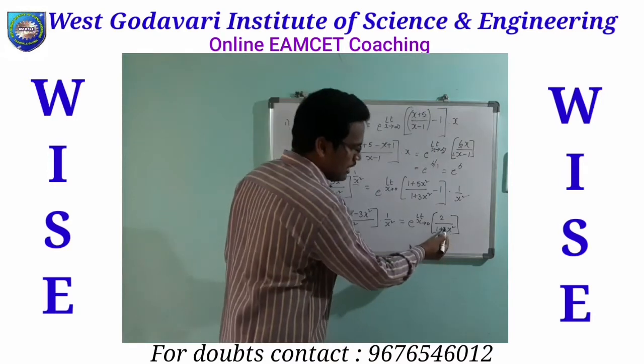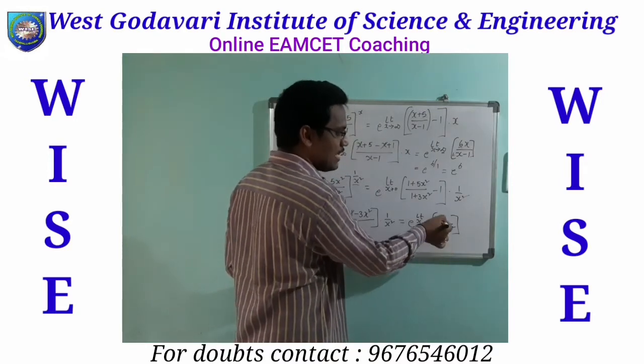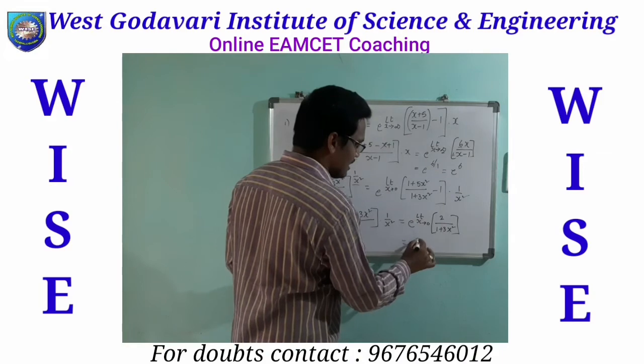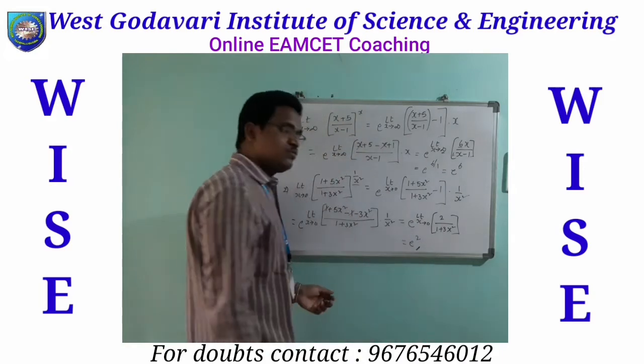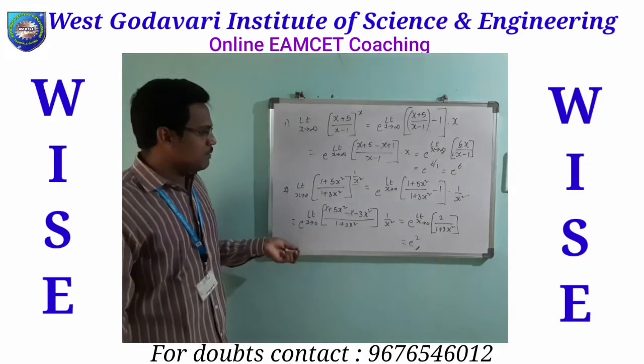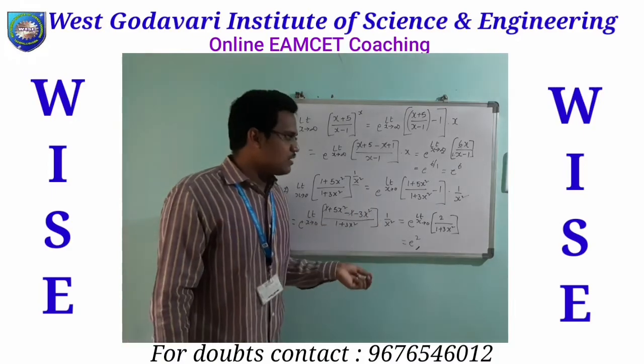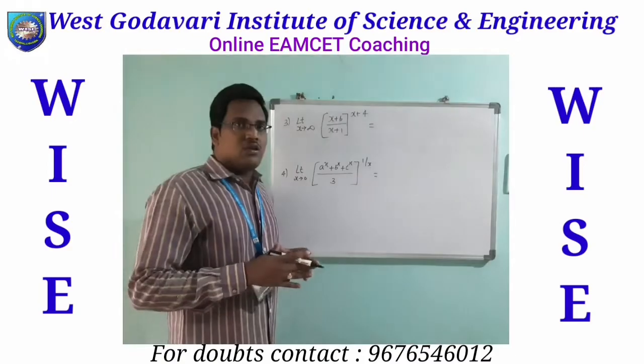So 0 into 3 is 0. So finally 2 by 1, that is equal to 2. So the answer is e power 2. So by simply making these 2 to 3 steps, we get the answer for this question. Now see the third problem.